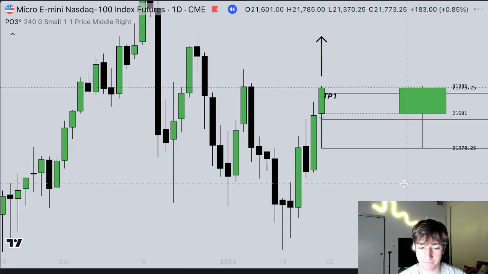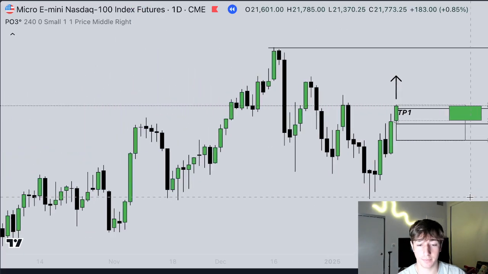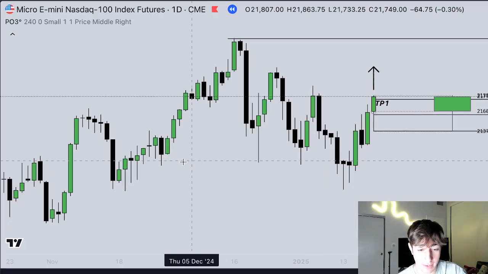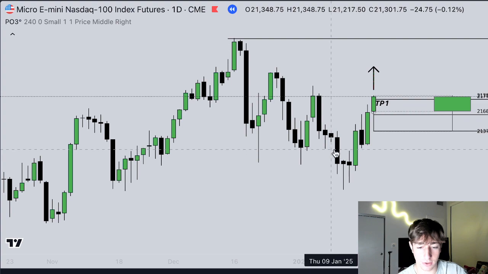The daily time frame is literally the exact same thing as I was talking about on the weekly. But just to note, we swept a ton of liquidity down here, and we also inversed two pretty significant daily gaps.